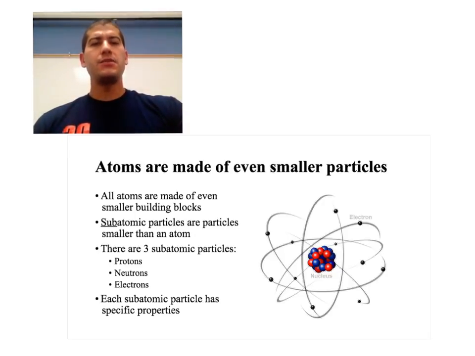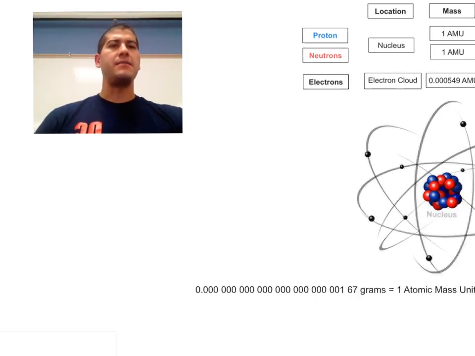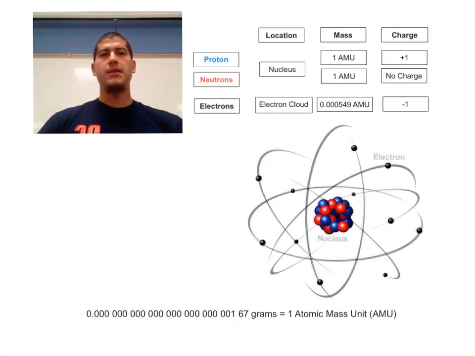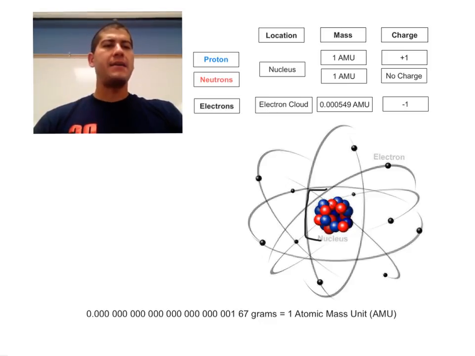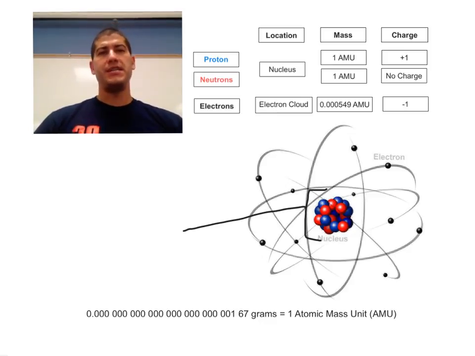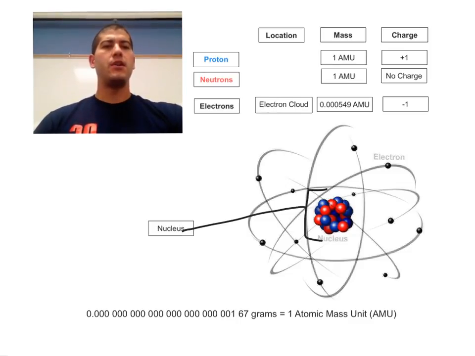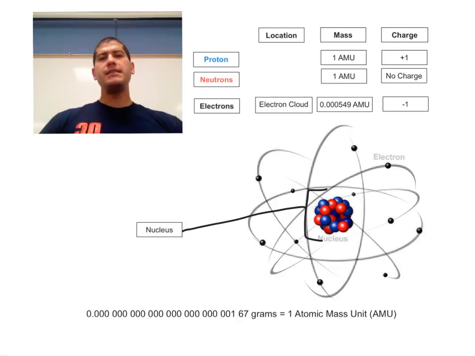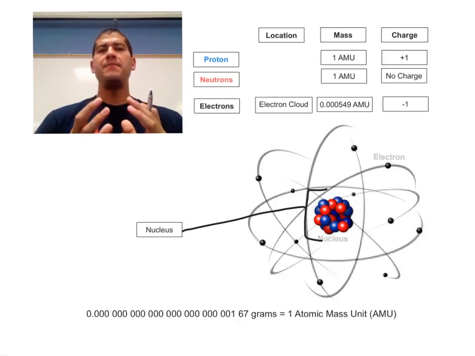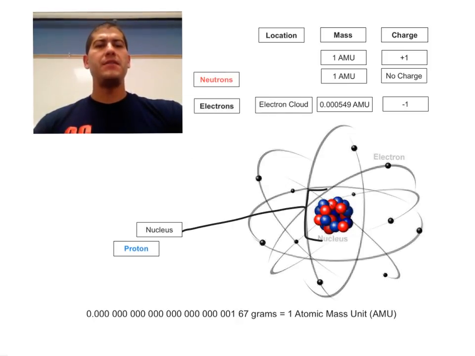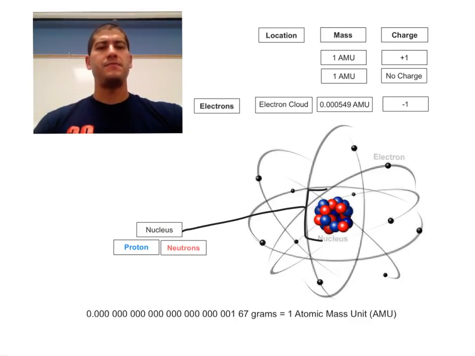So let's take a closer look at the structure of atoms and the location, mass, and charge of these 3 subatomic particles. We'll begin with location. Every atom has 2 major regions. The first is at the center of the atom. It's called the nucleus. The nucleus is dense, heavy, and it doesn't really move around. The 2 subatomic particles found in the nucleus are protons and neutrons.